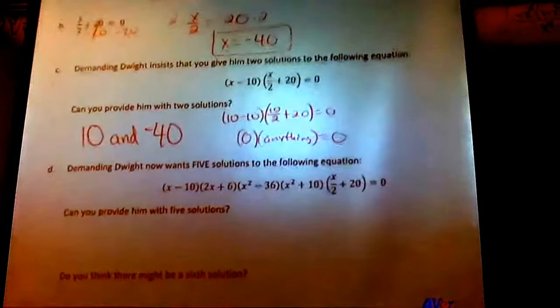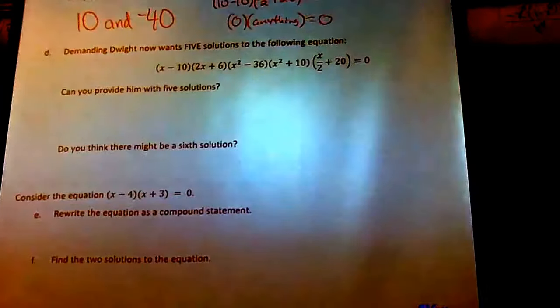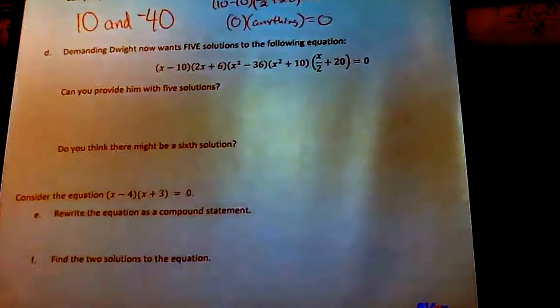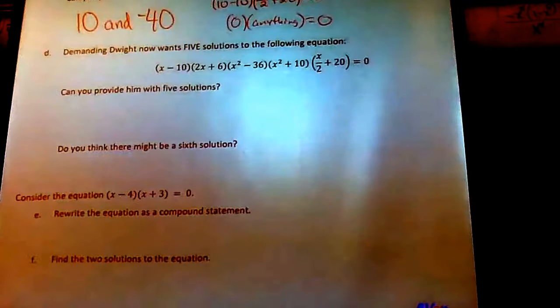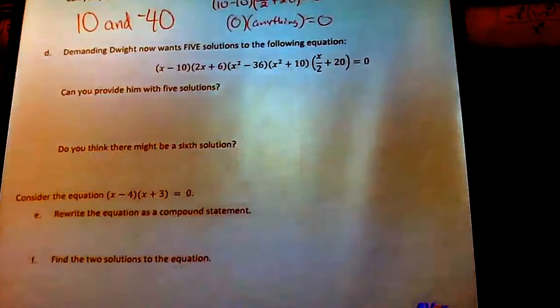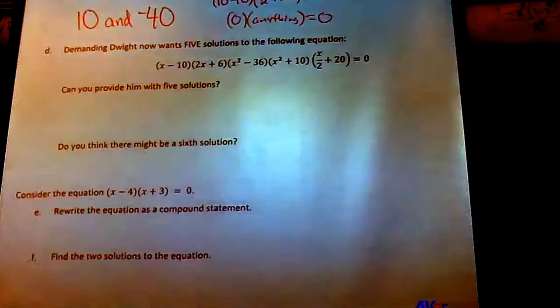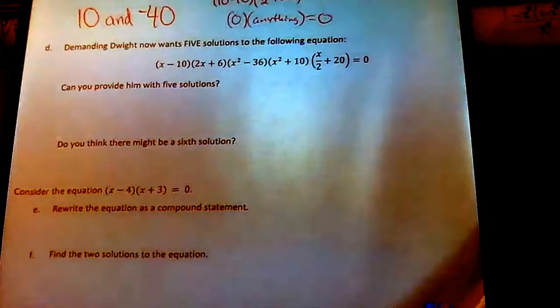I'm done. Good. Demanding Dwight is back at it. Oh no. Demanding Dwight needs to stop demanding. He wants 5 solutions to the following equation. I don't know why I want to say negative 10. I got 6, negative 6, 10. I don't like demanding Dwight.